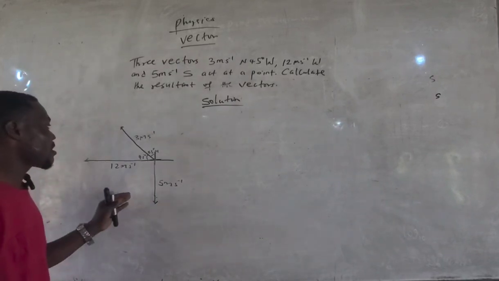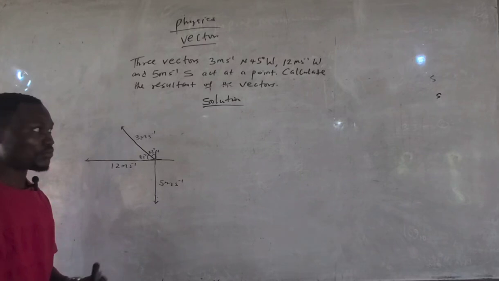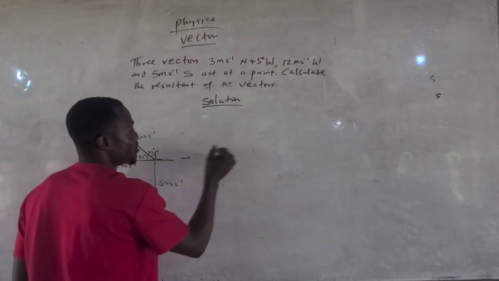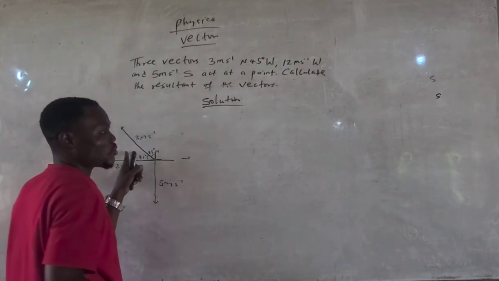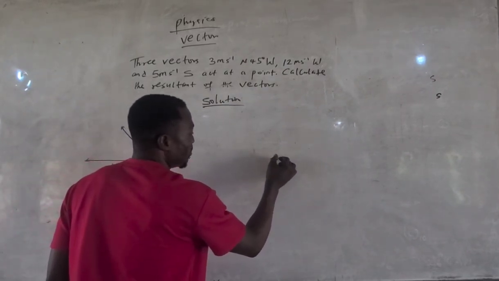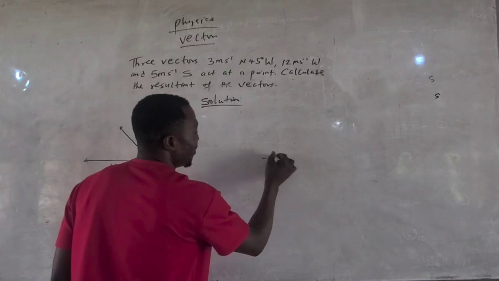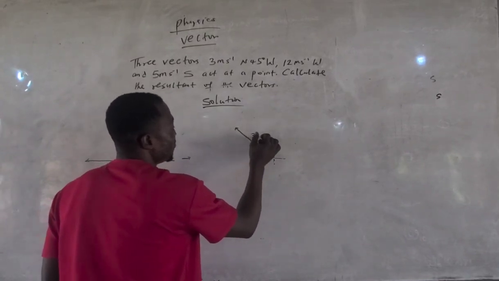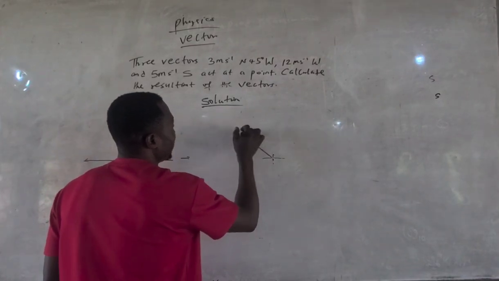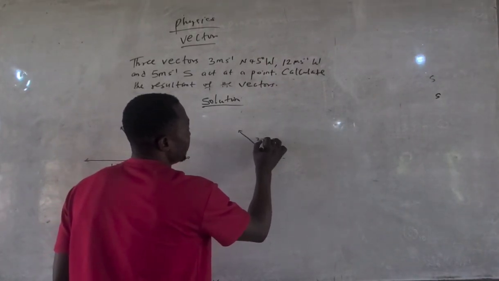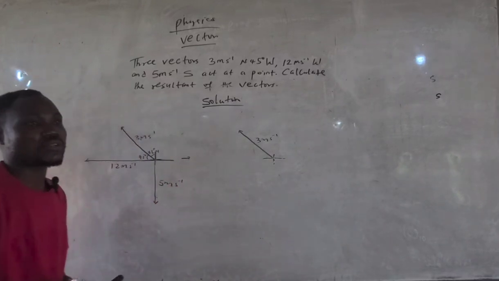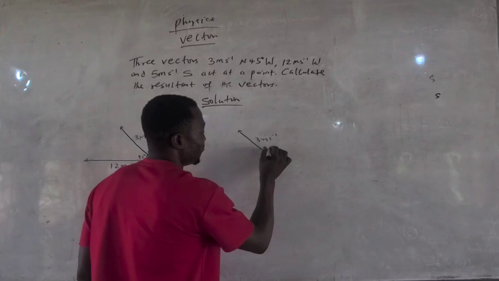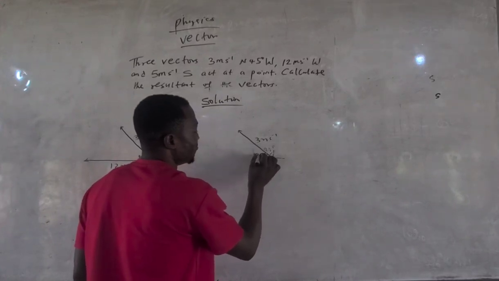So I'm going to translate this diagram into what? A vector diagram. In the vector diagram, let's take each of the vectors one after the other. Let's define the point here. And you have the first vector moving. This is 3 meters per second in the northwest direction, 45 degrees. So here is 45 and here is 45 degrees.